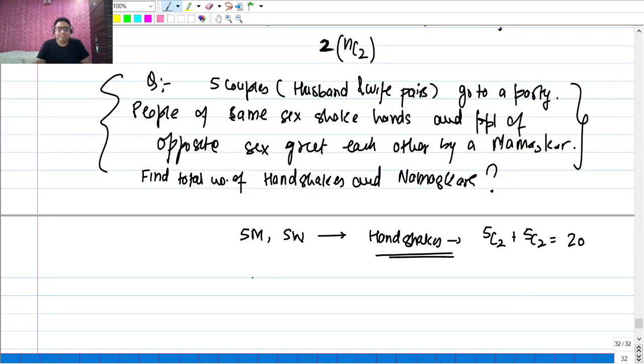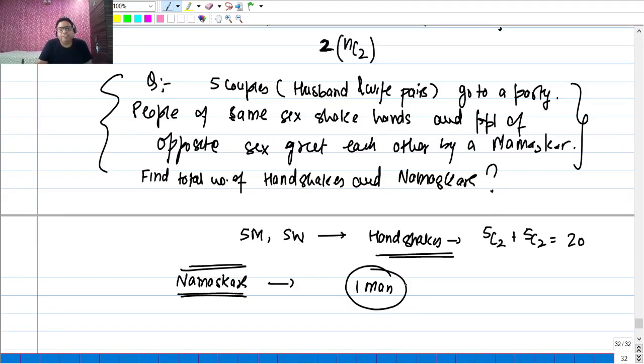Now, number of namaskars. Number of namaskars, all of you. So if you pick up one man, how many namaskars is he going to say? 4 namaskars.